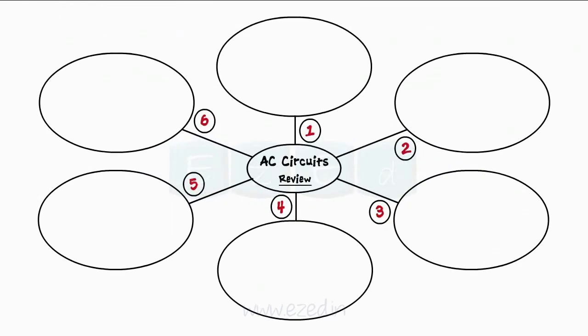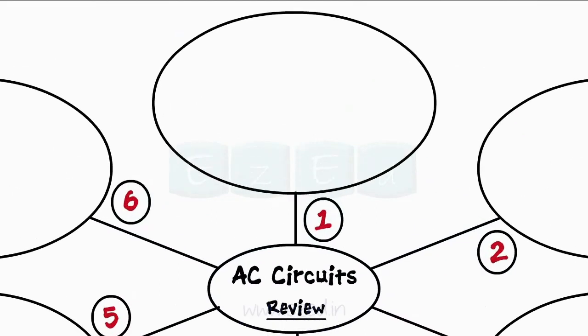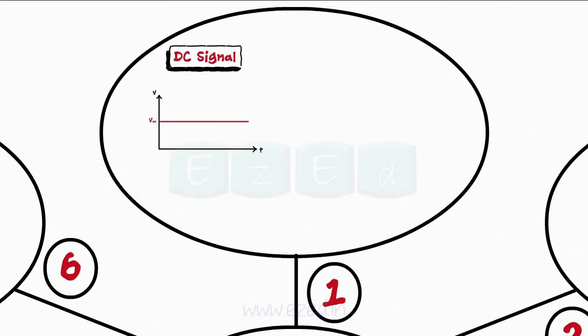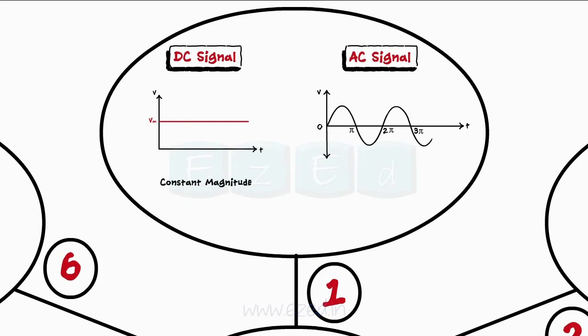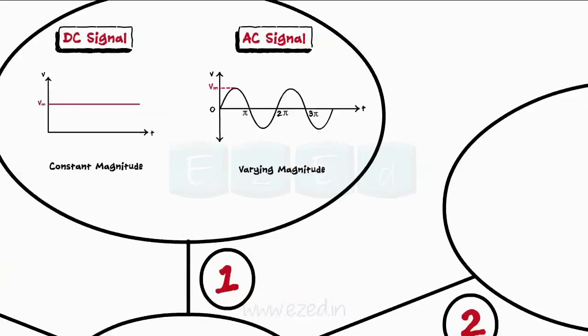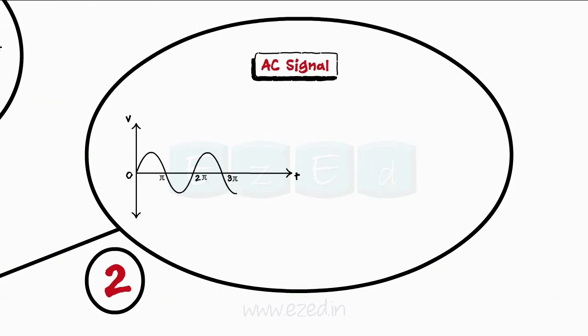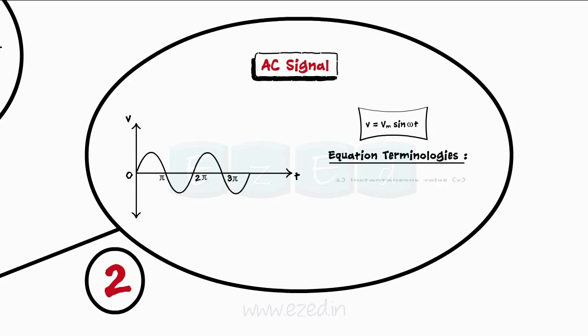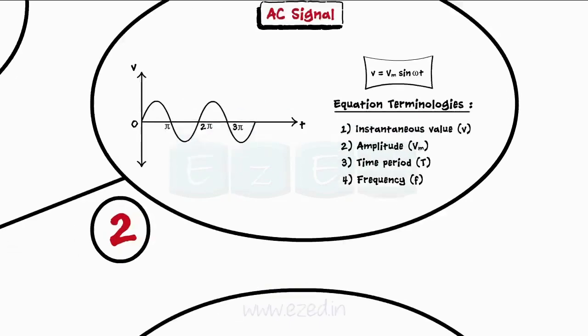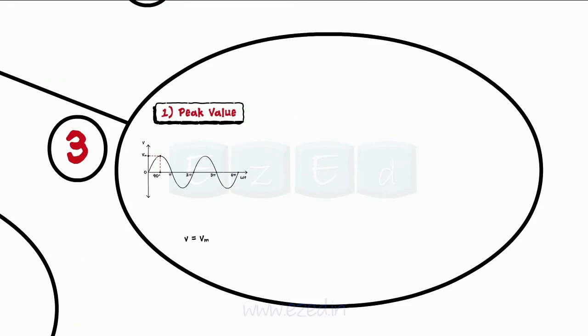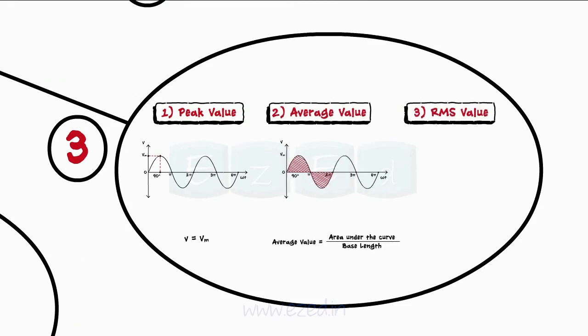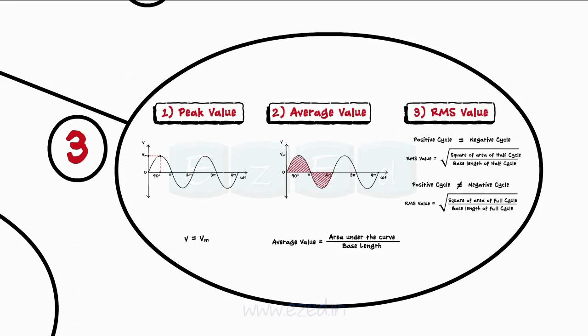Let's have a quick review of what we've learned in this lecture. The magnitude of the DC signal is constant, whereas the magnitude of the AC signal continuously changes. Because of the sinusoidal nature, the sine wave is represented as V equals Vm sin omega t. The different terminologies used in the analysis of the signal are instantaneous value, amplitude, time period, and frequency. In case of the AC circuits, the values of the voltage and the currents are expressed in three different ways, such as the peak value, average value, and the RMS value.